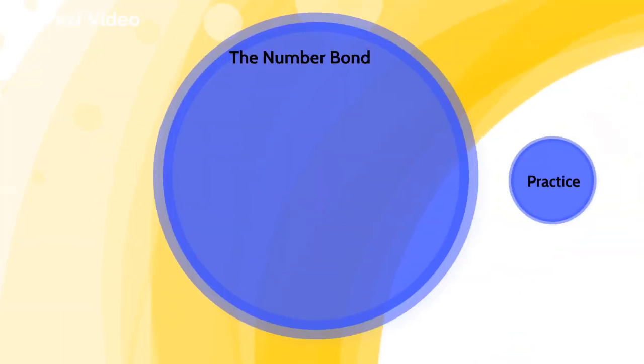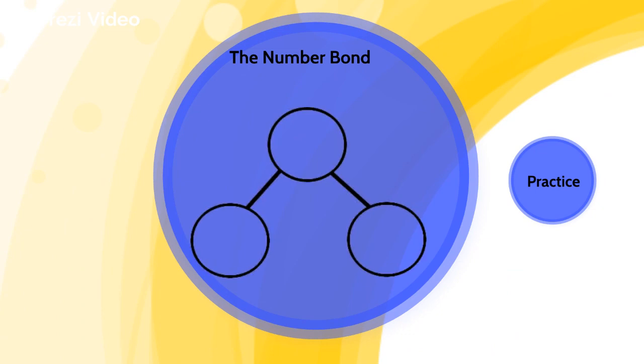So the number bond, we can also call a number bond a math mountain. That might be familiar to some students, but let me show you how it looks. This is what a number bond looks like. If you look at it, it kind of looks like a triangle. And in the number bond, each circle has a name. So let's learn the names of each circle.